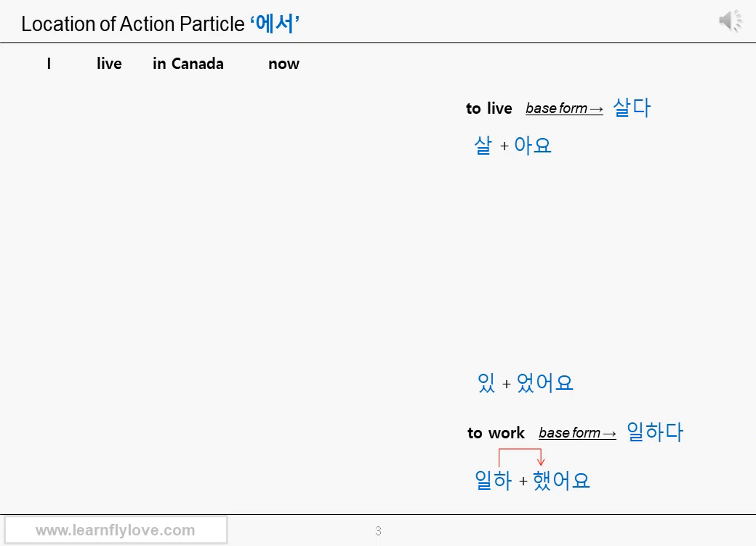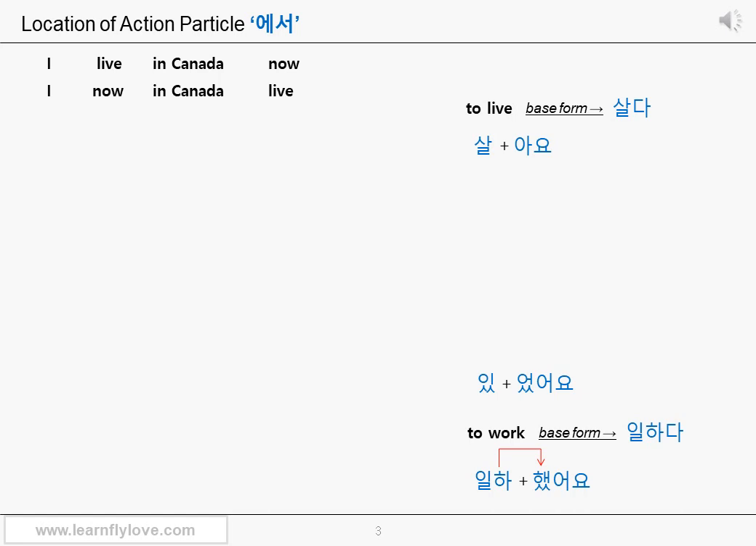Now, let's briefly talk about the verb which can be used with either 에 or 에서. Actually, it's more about the particle 에. More specifically, it's about one of the usages of the particle 에. You will know what it means very shortly. Please take a look at this English sentence. I live in Canada now.